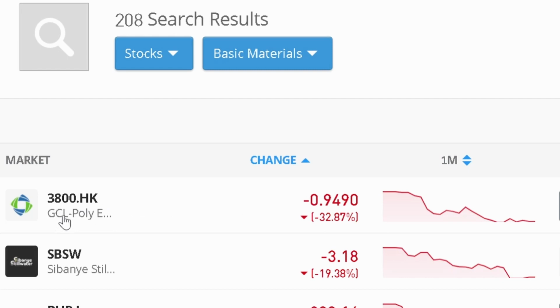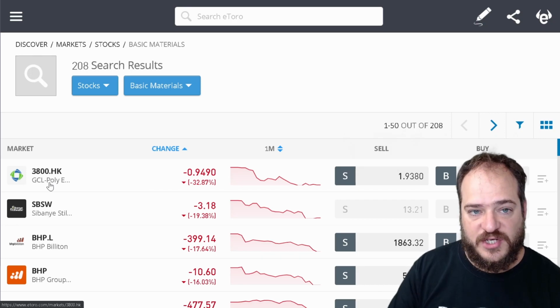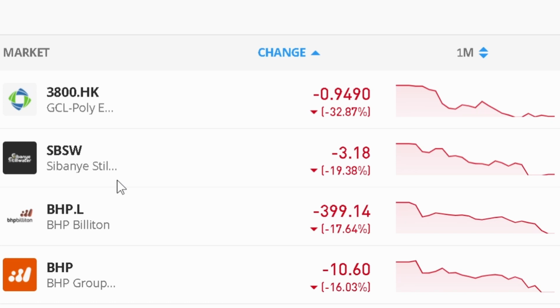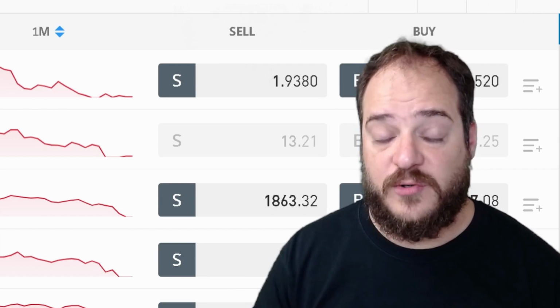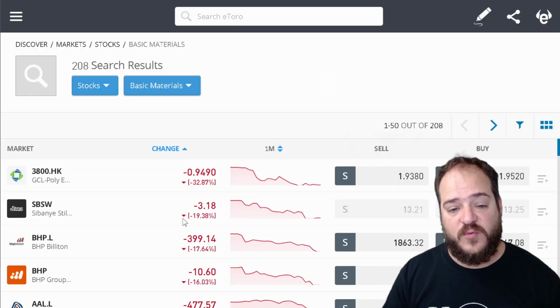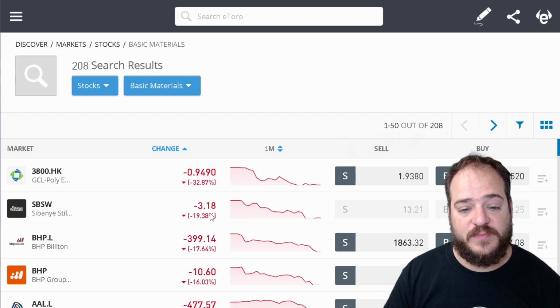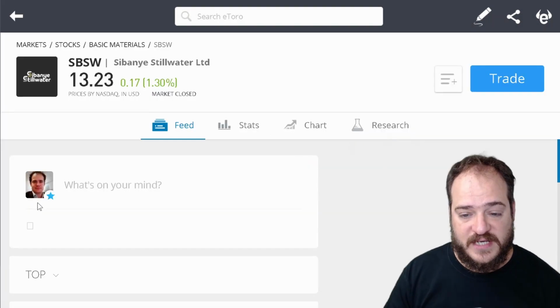So for example, we have this, actually this is a Chinese stock, GSL Poly. It's a really huge company in China, which provides energy. And we also have here the ticker SPXW, Siberdin Steel Mill, which is one of the stocks that I reviewed last week, and you can check that in my video. They went down around 19%, so there could be an upward trend in the upcoming months.